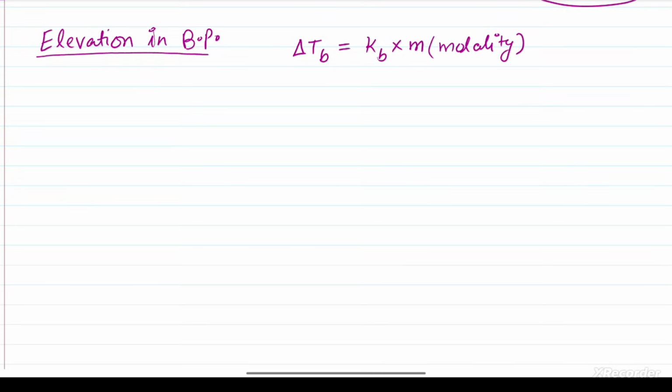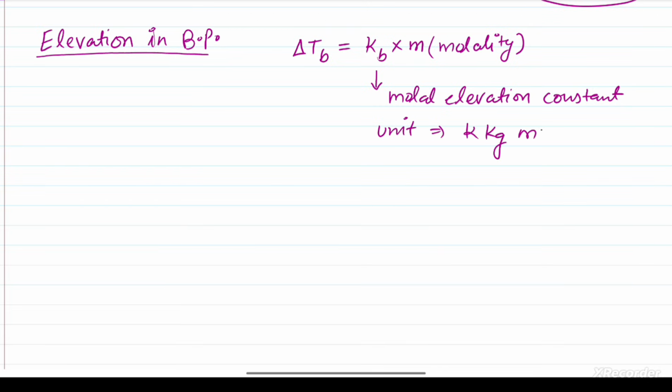Again, this Kb is very important. Kb is called the ebullioscopic constant, or we can write it as the molar elevation constant, and its unit is very important for multiple choice questions. So the unit of Kb or Kf is Kelvin kilogram per mole. This question is asked in multiple choice.